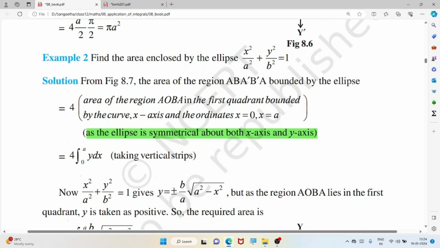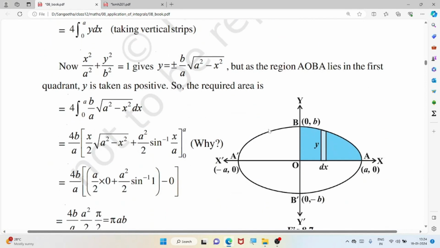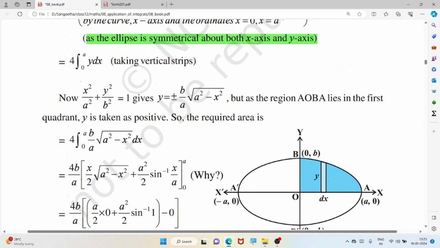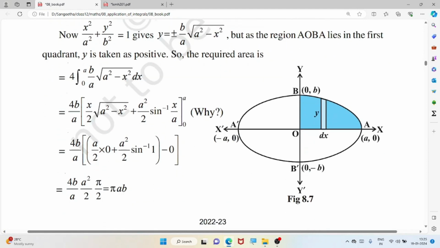So here we have to find the area of the ellipse. Here also it is symmetrical about the x-axis and y-axis, all four parts have similar area, so here also we are multiplying with 4. Then from the given formula you arrive at the integral, and how to integrate this, you again refer to chapter 7.